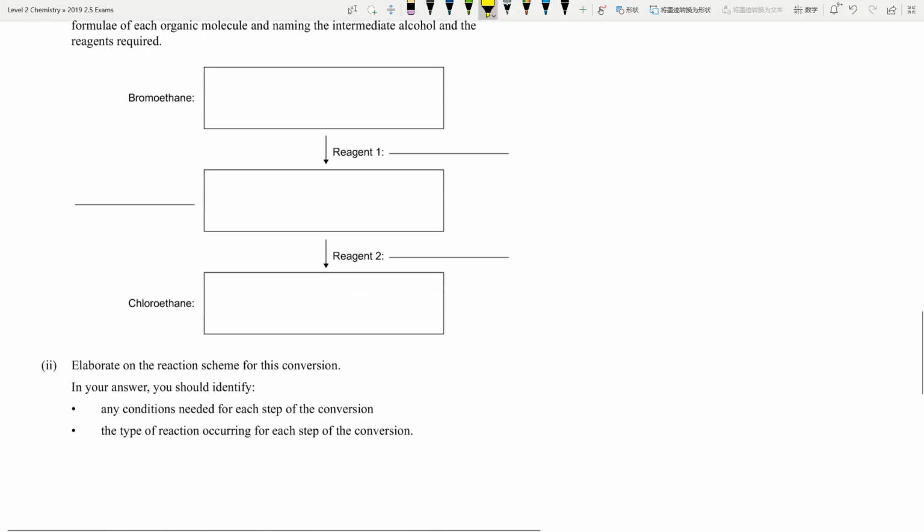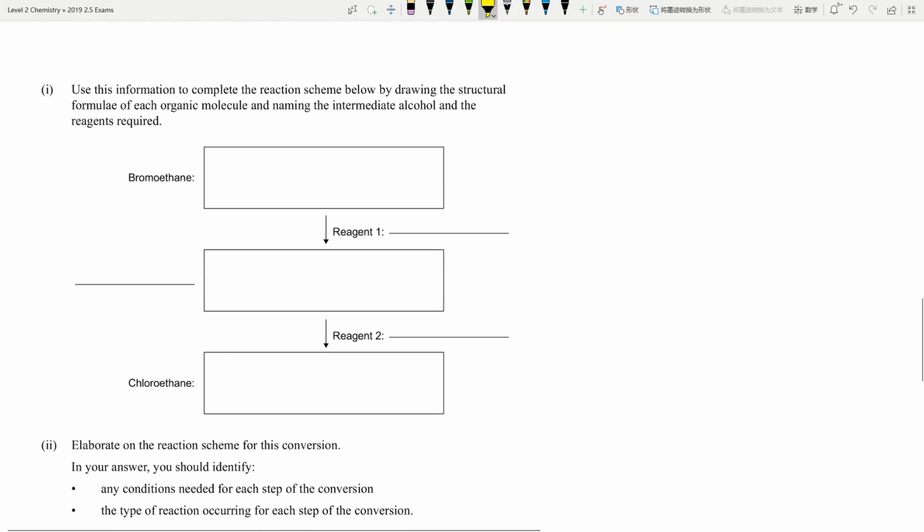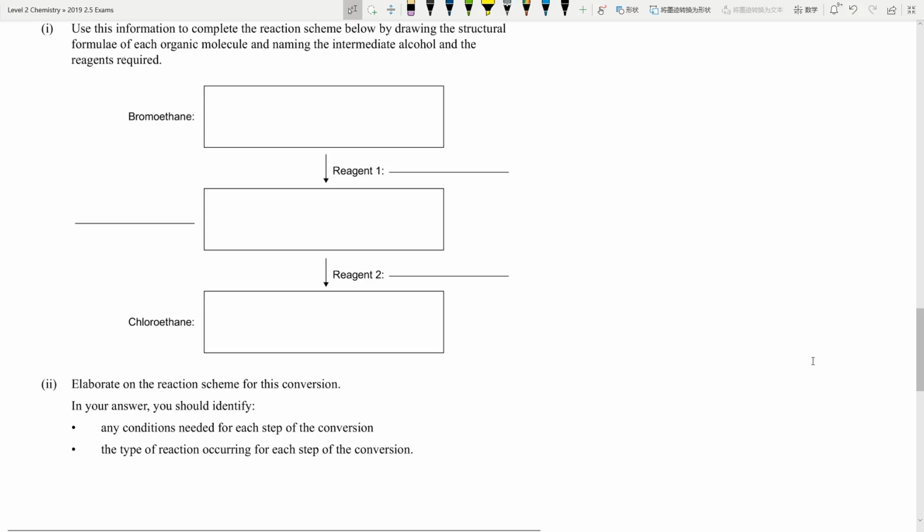Next one, another kind of like a flow chart-ish kind of question. So let's scroll down a little bit so we can see the whole thing. Yes, this is the whole thing. So use this information to complete the reaction scheme below by drawing the structural formula of each organic molecule and name the intermediate alcohol and the reagents required.